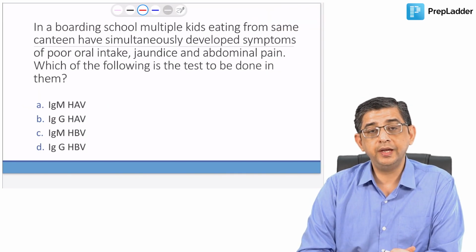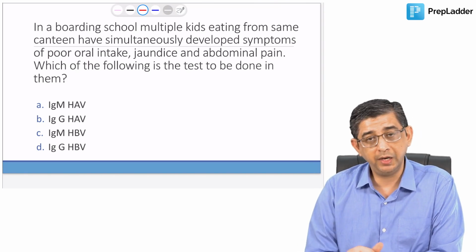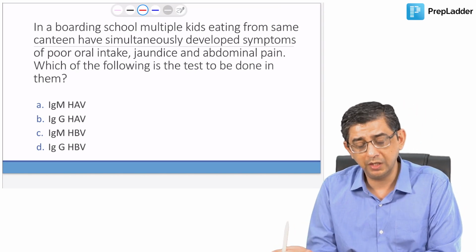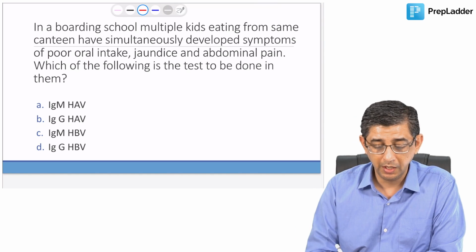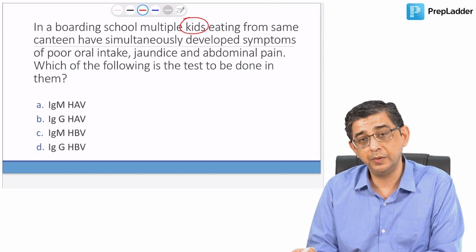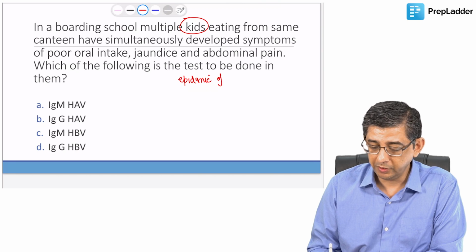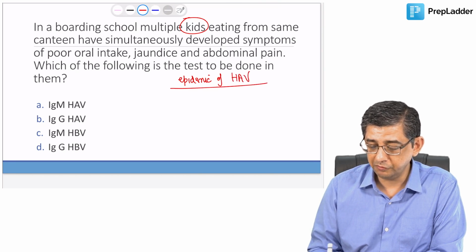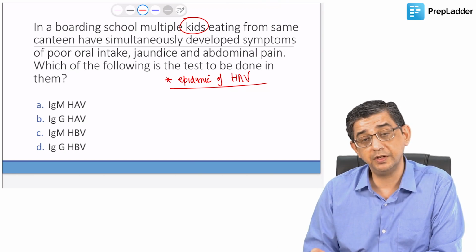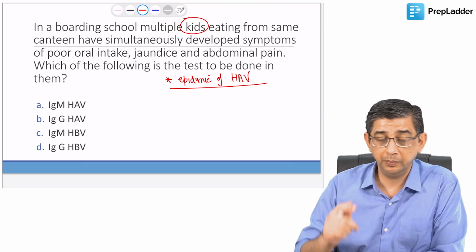The next question was fairly an interesting one. In this, there was a boarding school in which multiple kids are eating from the same canteen. Now, all of them have developed icterus. They have developed poor oral intake, jaundice, abdominal pain. So what I'm thinking here is that because they are talking about children, and all of them are developing jaundice, we are talking about an epidemic of hepatitis A. You are aware that hepatitis A is transmitted by fecal-oral transmission. In adults, fecal-oral hepatitis E is the commonest infection, but in the pediatric age group, especially in India, it is hepatitis A that is common.